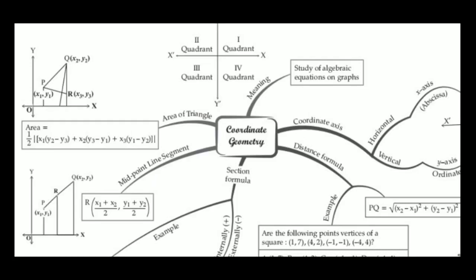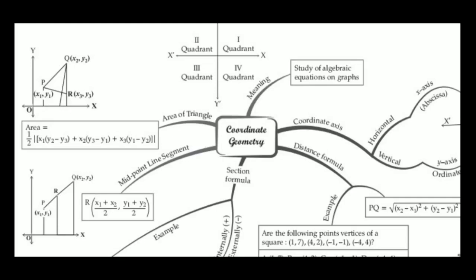After this, you will see the last topic, the area of a triangle. Suppose three points are given: P, Q and R. The coordinates of P are x1 and y1, of Q are x2, y2, and of R are x3 and y3. You will use this formula to find the area of triangle PQR, which equals half of x1 times (y2 minus y3), plus x2 times (y3 minus y1), plus x3 times (y1 minus y2).